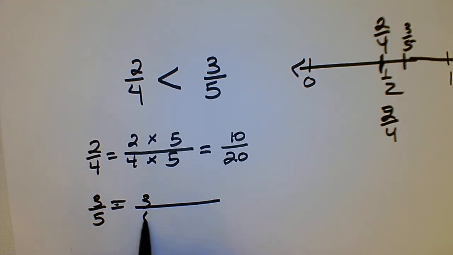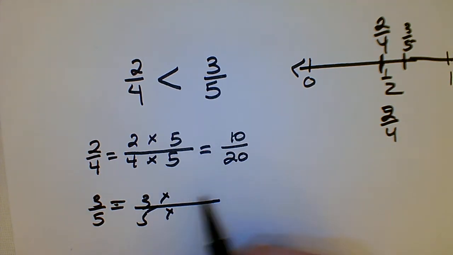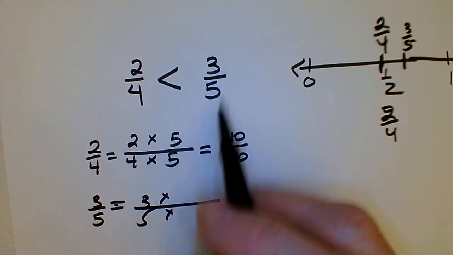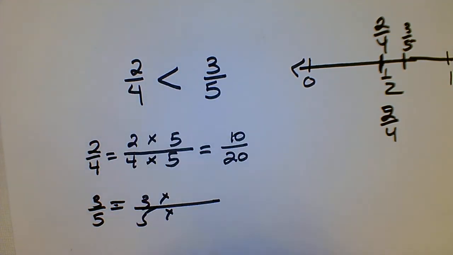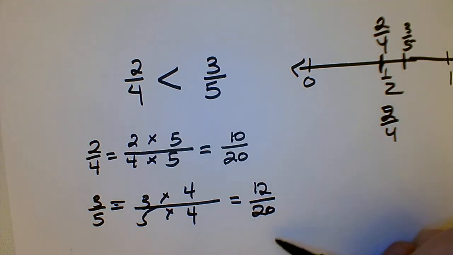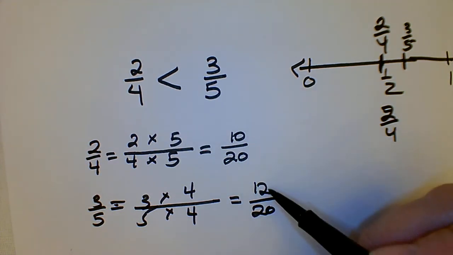So we have 3/5, and we have to decompose it so that we can compare it to the other fraction. And how do we decompose 3/5? By multiplying it by the other fraction's denominator, which is 4. And then I get 12/20. Well, now I have common denominators. I have 10/20 and 12/20.